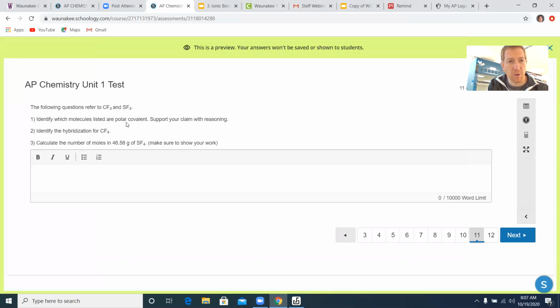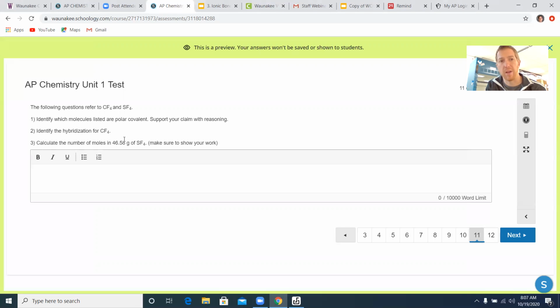So again, identify which are polar, support your claim with reasoning. We had to talk about that idea of symmetry or that unbonded pair of electrons. Hybridization for the CF4 is sp3 hybridized. It had 4 domains. Lastly was a mole conversion.